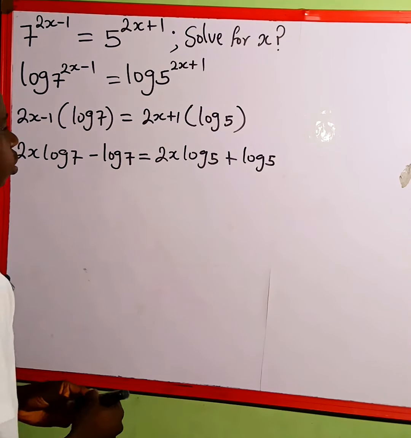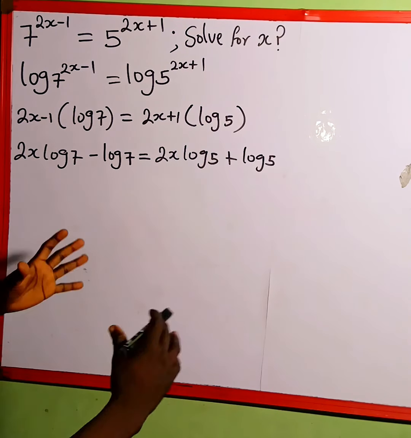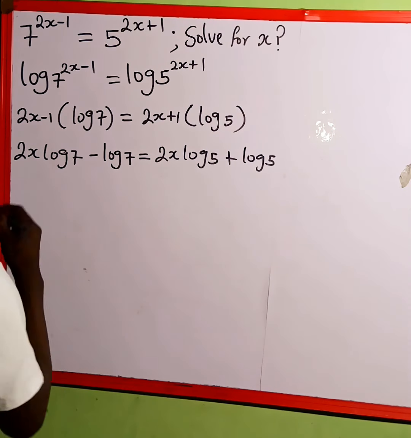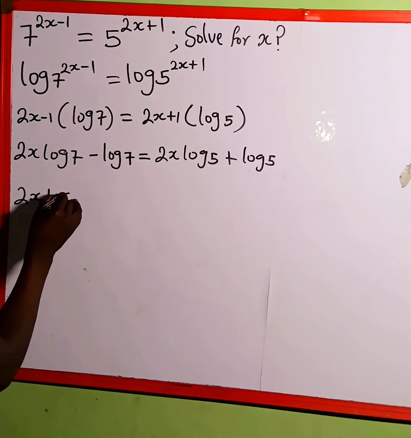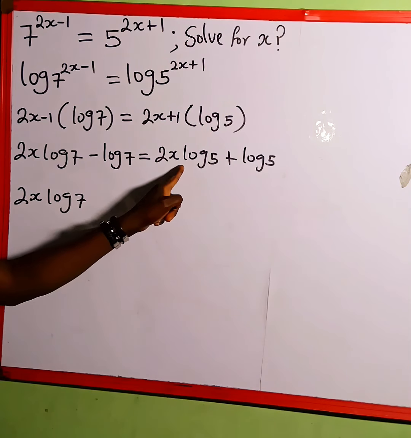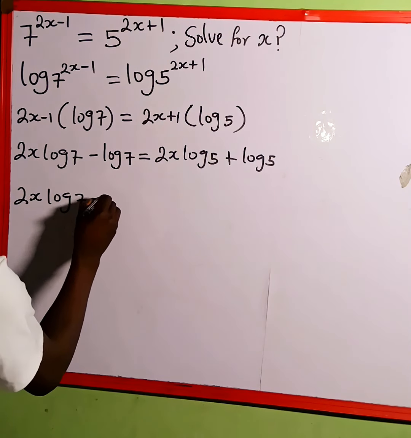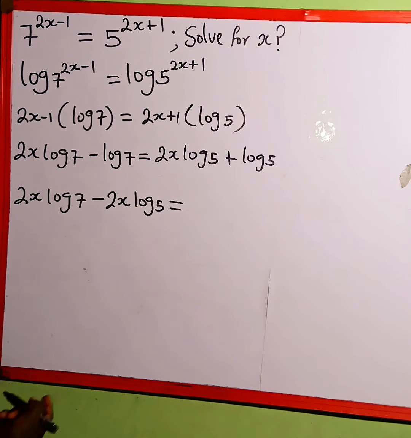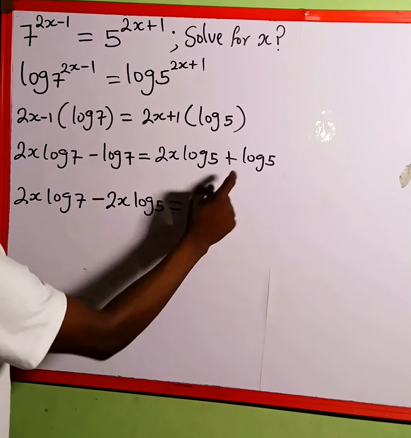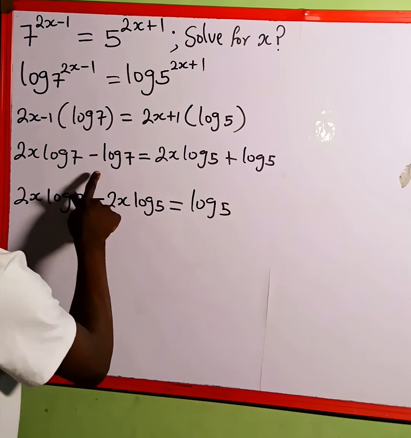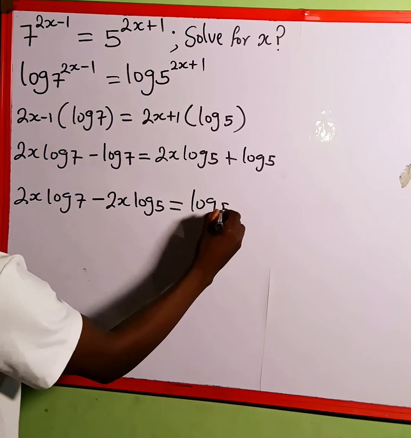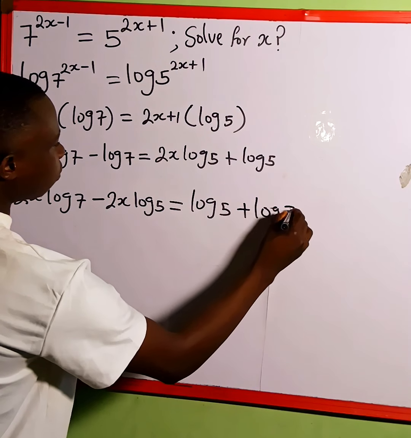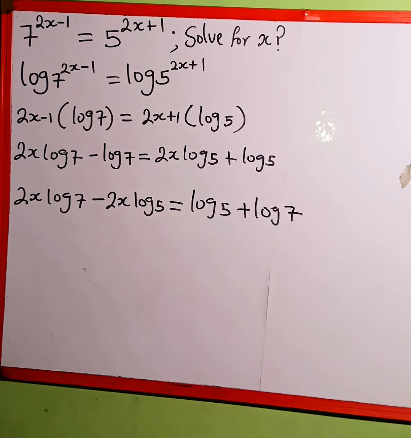Now the next thing we're going to do is to combine the like terms. All the terms with x, we bring them together, then we take the constants together. So we are going to have what? 2x log 7. And when this 2x log 5 crosses to the other side, it becomes negative 2x log 5, which is equal to, here we have log 5. And when we take this negative log 7 to the other side, it becomes positive log 7. Positive log 7.